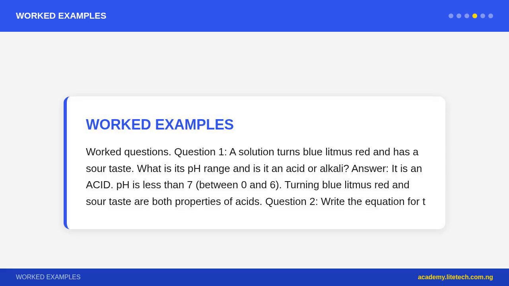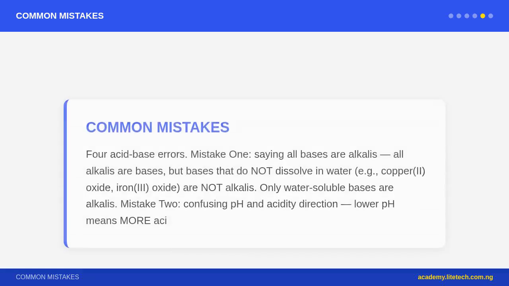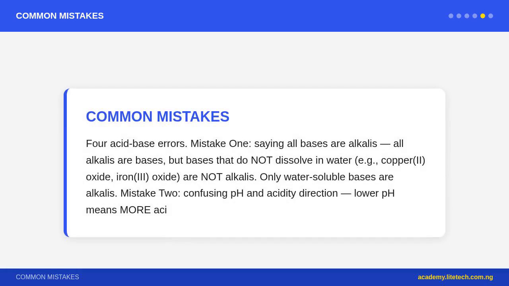2. Soil liming. When Nigerian farmland soil becomes too acidic, pH below 6 reduces crop yields. Farmers add crushed limestone, CaCO3, or slaked lime, Ca(OH)2, to neutralize the acidity and raise pH. Very important for cocoa and cassava farming in the southwest and southeast.